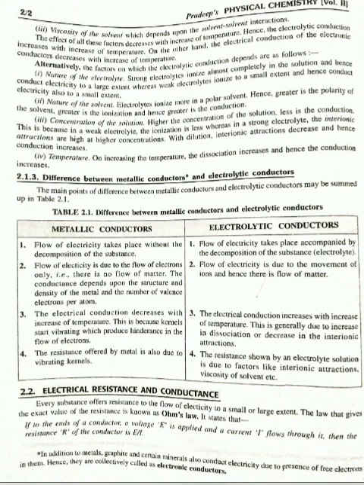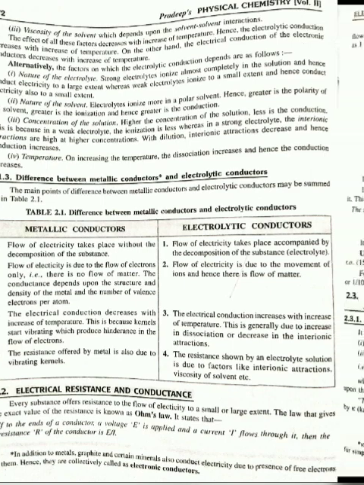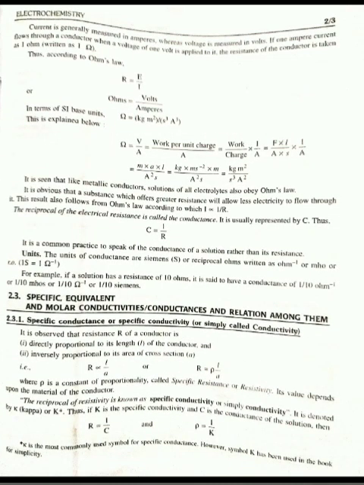In addition to metals, graphite and certain minerals also conduct electricity due to presence of free electrons in them. Hence, they are collectively called electronic conductors. Current is generally measured in ampere, whereas voltage is measured in volt.